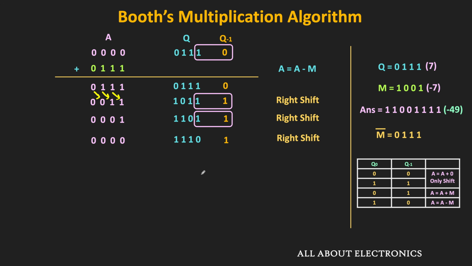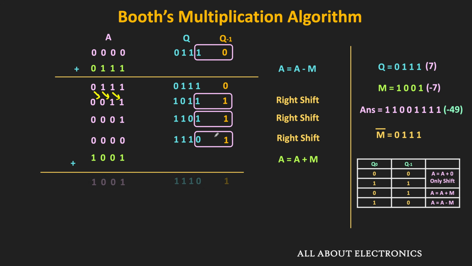And now, last time, this Q0 and the Q minus 1 bits will be compared. So now if you see, then they are 0, 1. That means now, the multiplicand will be added with the current value of the A register. And after the addition, this will be the value of the A register, that is equal to 1, 0, 0, 1. And here, the content of the Q and the Q minus 1 will remain as it is.